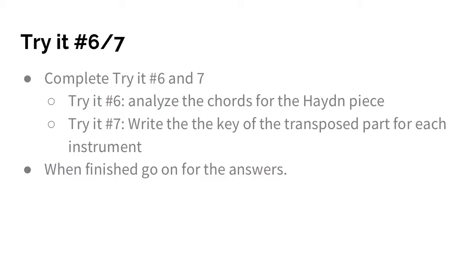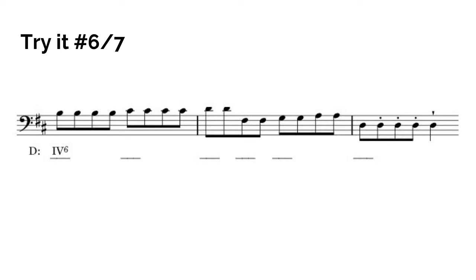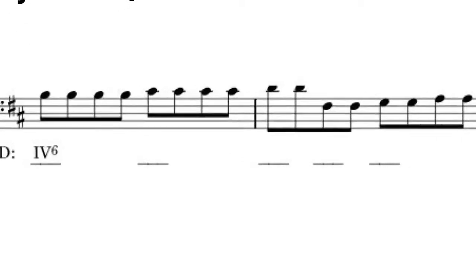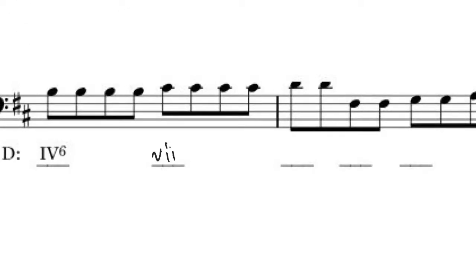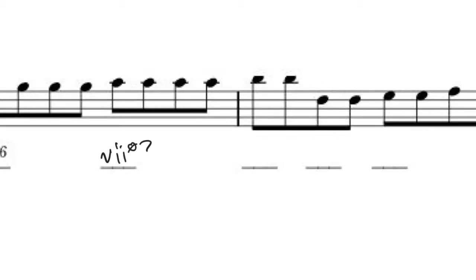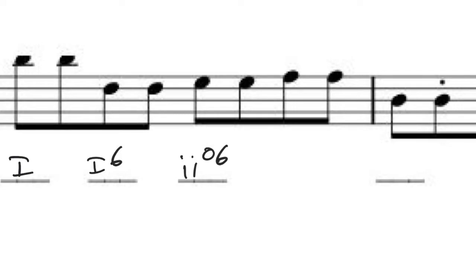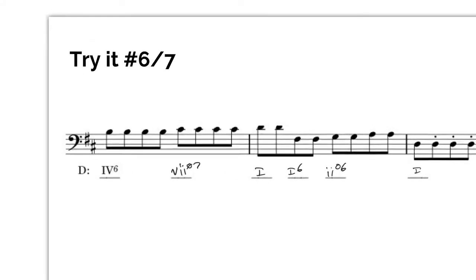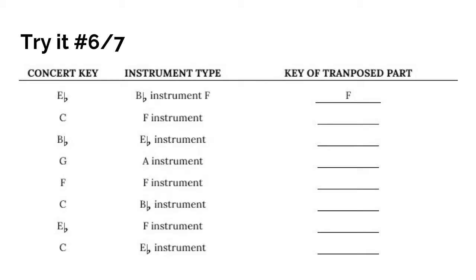Triad 6 and triad 7, you're going to analyze the chords for the Haydn piece. Triad number 7, write the key of the transposed part for each instrument. Okay. So the correct answers for this one should have been 7, half-diminished 7, 1, 1, 6, 2, fully diminished 6, and 1. Okay, so that's what you should have done for that. And then let's talk about the transposing instruments.